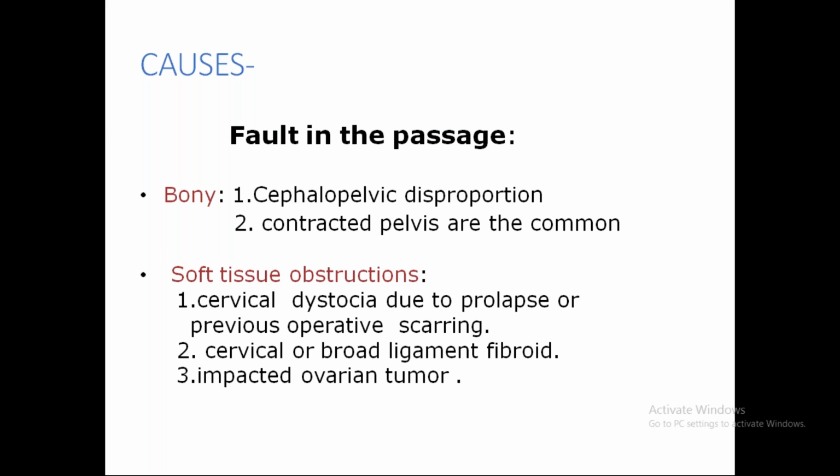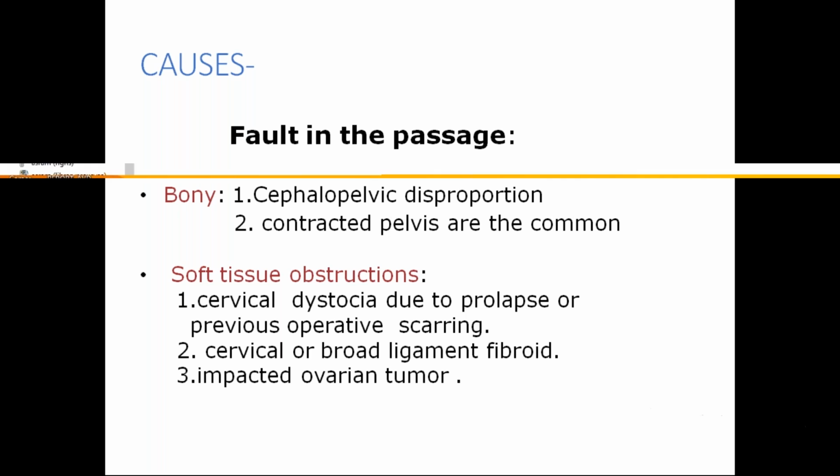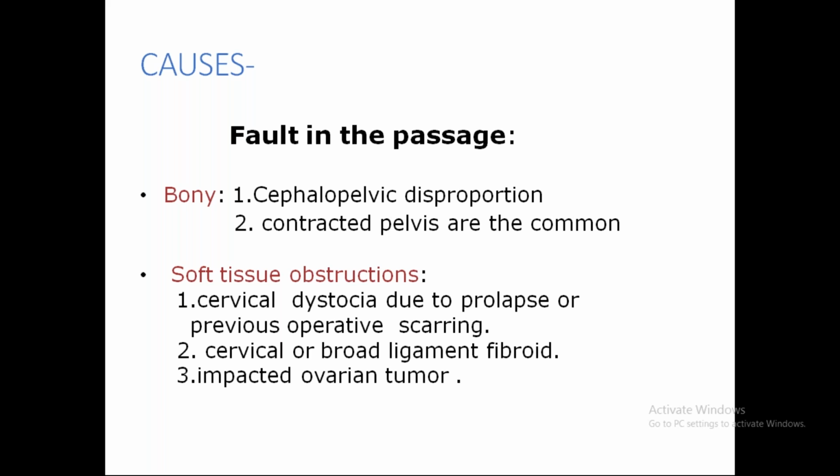Bony obstruction can be cephalopelvic disproportion or contracted pelvis, which are the most common causes. Coming to the soft tissue obstruction, it can be cervical dystocia due to prolapse or previous operative scarring, so the cervix won't be dilated. Or cervical or broad ligament fibroid, anything which is obstructing the path, or impacted ovarian tumor. These are the soft tissue obstructions obstructing the passage.